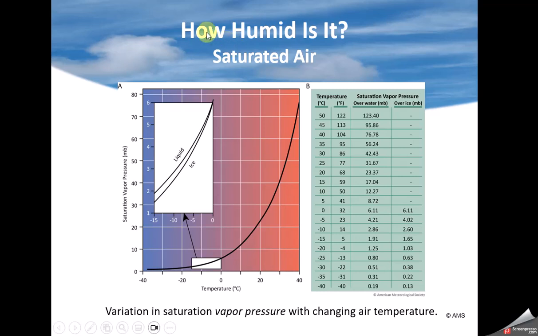Now, take a look here a minute. Say you have a really hot day, 35, 40 degrees Celsius, 104 degrees Fahrenheit: 76.78 millibars of vapor pressure you could have, and that would be saturation. Now, let's go to the wintertime. 32 degrees, 6.11 millibars, about a tenth. So in the wintertime, you're not going to have as much moisture in the air as you do in the summertime.